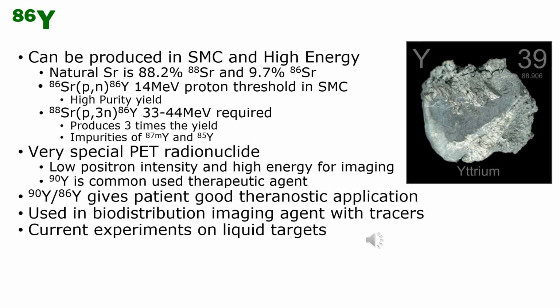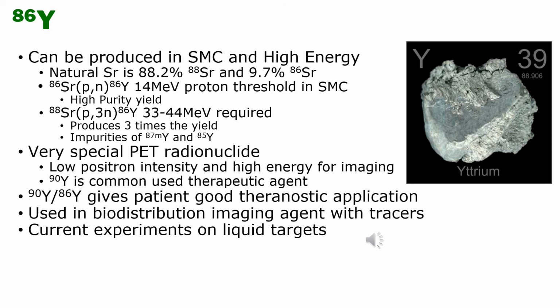However, the latter process requires a much higher energy proton beam of 33 to 44 megaelectron volts, which excludes small medical cyclotrons from participating, and furthermore generates yttrium-87m and yttrium-85 impurities. As a result, the strontium-86 method is the more commonly used pathway.